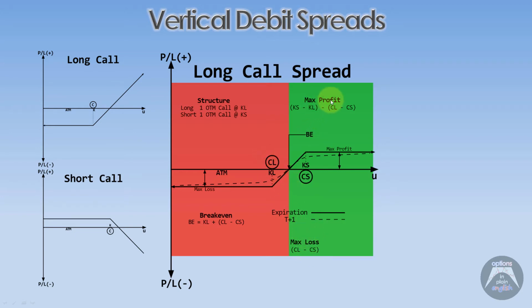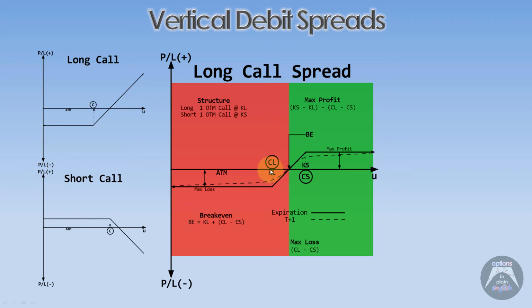Now, in terms of max profit, the distance between strikes is represented by this P&L line, and that's going to be the full value that this spread can have at expiration at any point at KS and above. That's going to be the max value, but you have to subtract the amount that you had to pay initially. So the max profit is going to be the difference in strike prices, KS minus KL, minus whatever you paid for your spread initially, CL minus CS. That would be your max profit.